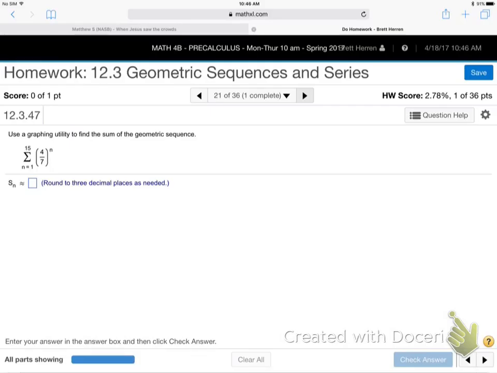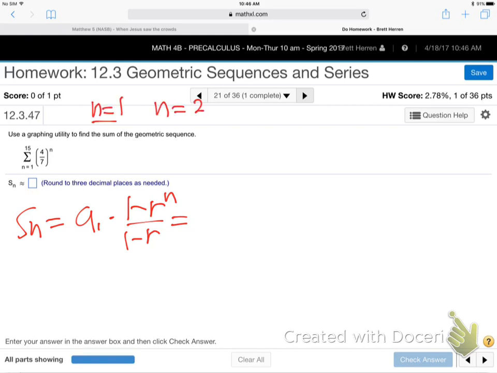All right, so they're giving me the sigma notation. So S sub n is A1, 1 minus r to the n over 1 minus r. Whenever they give you that Greek sigma notation, I always do the first couple of terms, just to make sure I know what I'm actually looking at. So I'll go ahead and do n equals 1 and n equals 2.